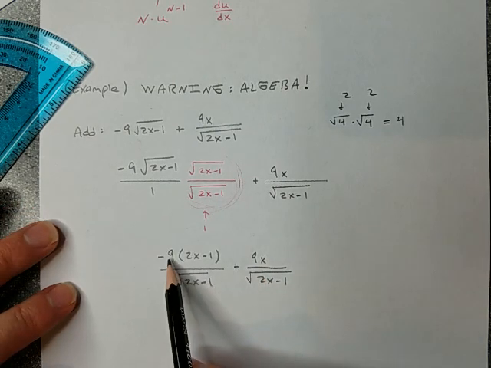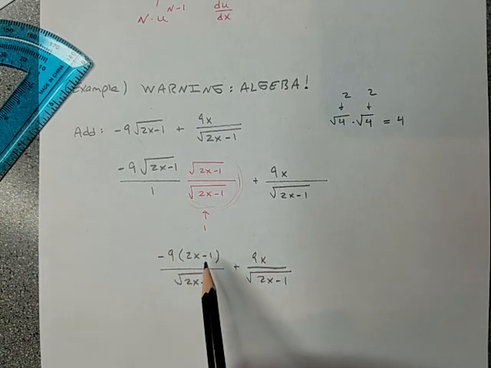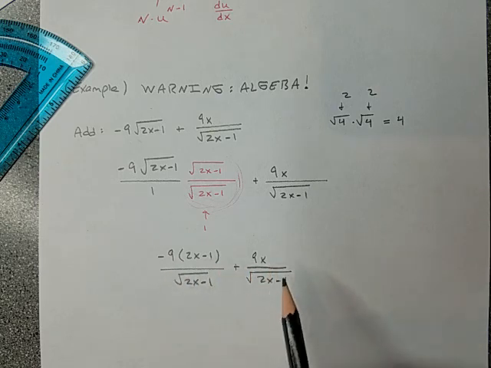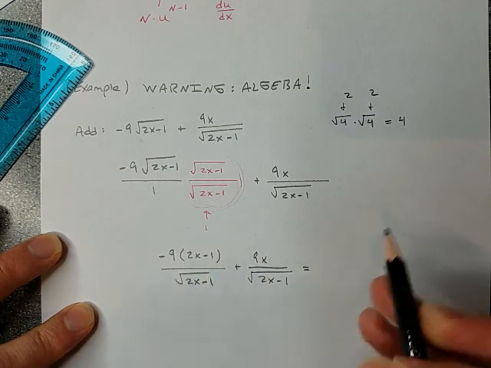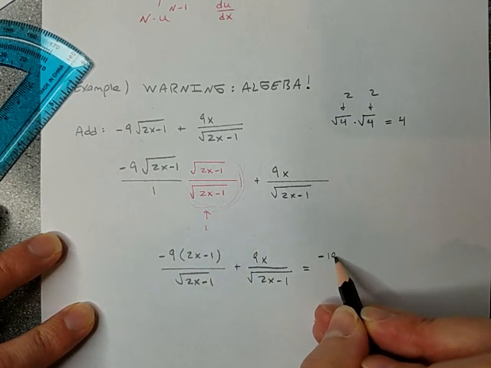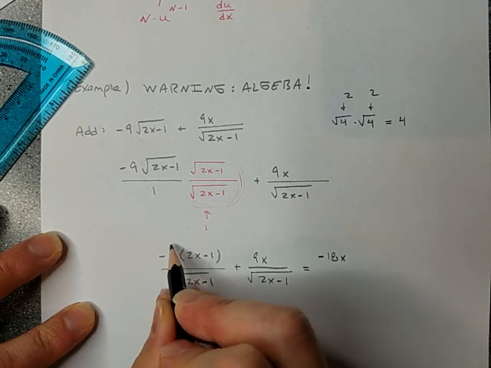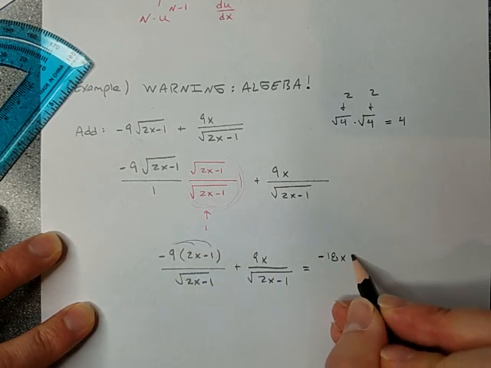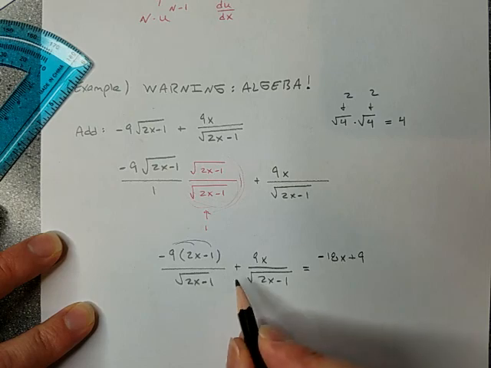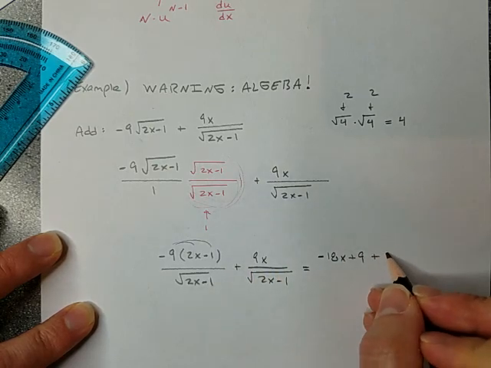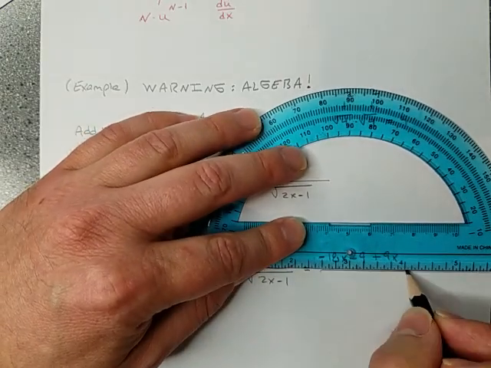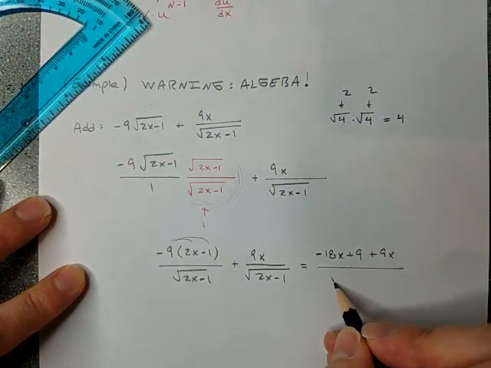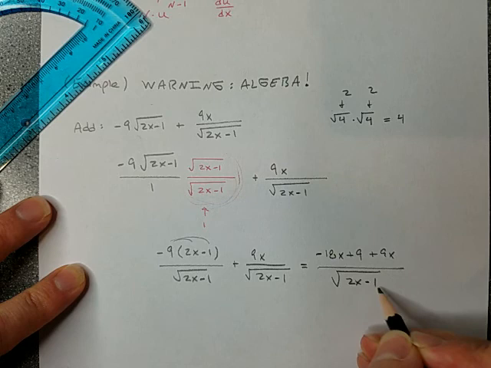How do you add when you have a common denominator? You add the tops over the lowest common denominator. So what I'm going to get if I do that, this here is really negative 18x, right? Like if you distribute, that's really what we've got. And we're going to add 9x to that. All right, and then that's over what? That common denominator. That's how you add fractions.